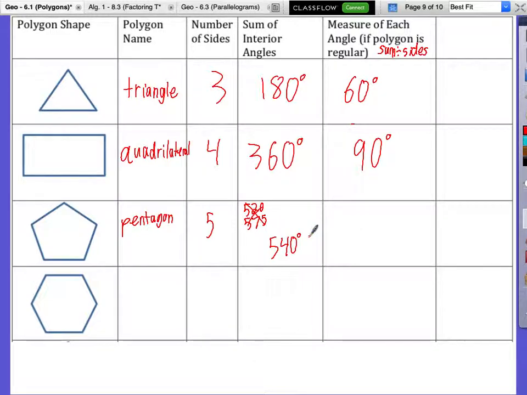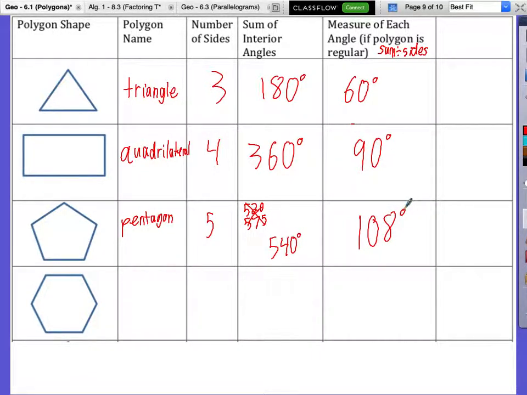Okay? So, what would that mean? What would each angle be if it was equal angular then? So go ahead and do the math real quick. 108. 108 degrees. Thank you.